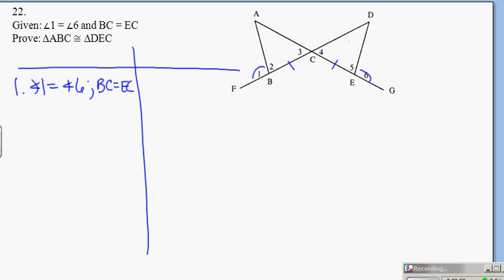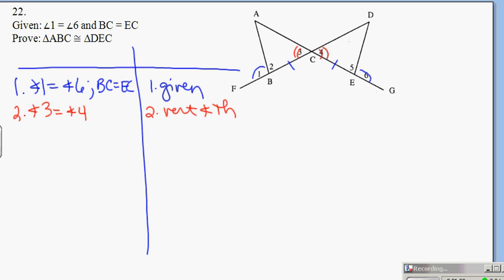Now this is a variation of the butterfly picture, but I do have vertical angles, and so I'm going to go ahead and take them because I always look for them if I have them. And so angle 3 is equal to angle 4, and that is by the vertical angle theorem.